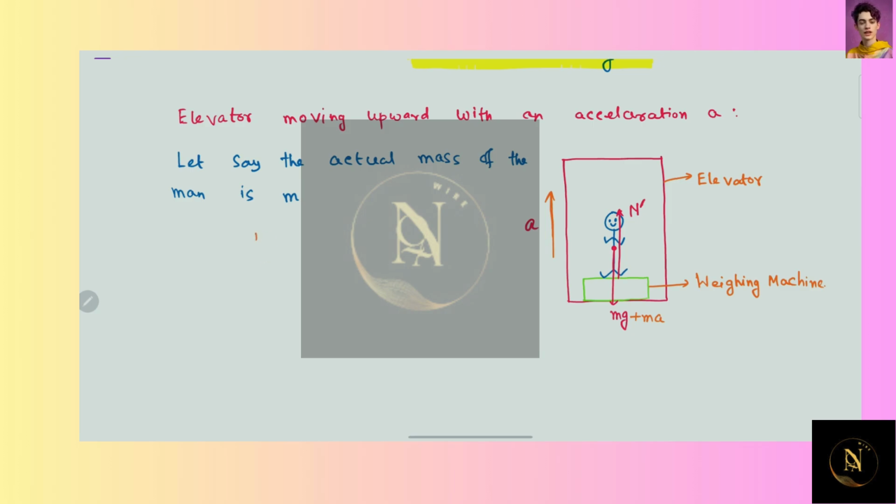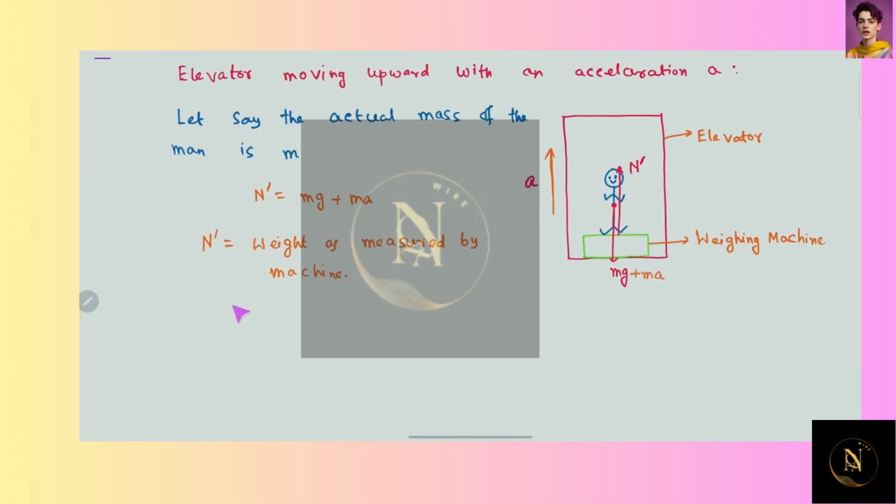In this case, this N prime is the weight as measured by the machine, right? So we can write N prime equals m times (g plus a). Let's say this is equation number 1.